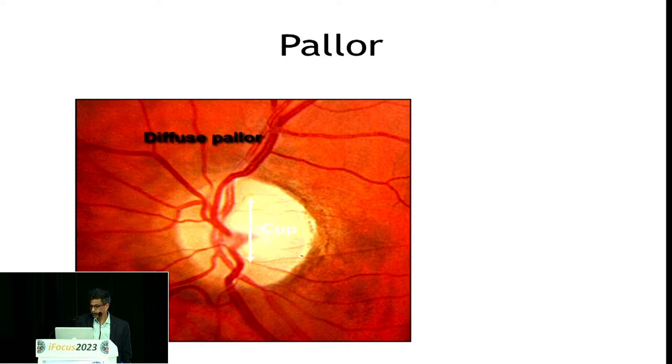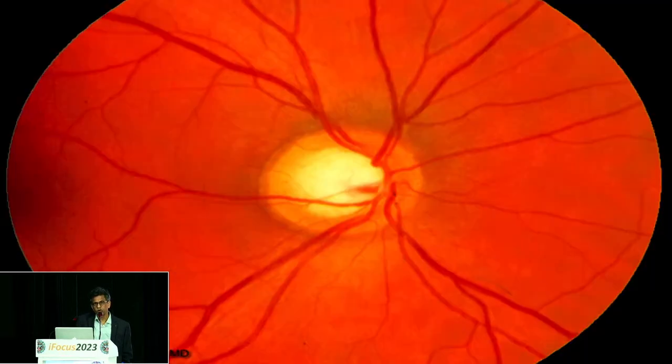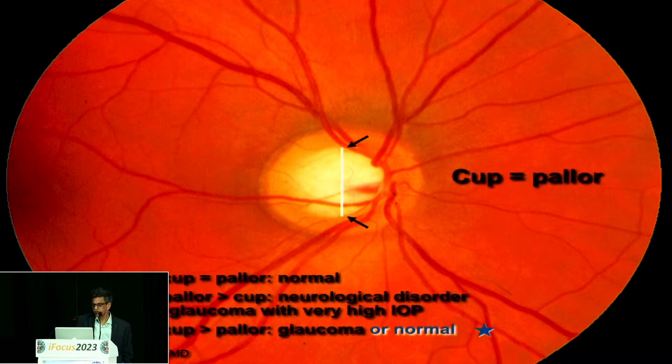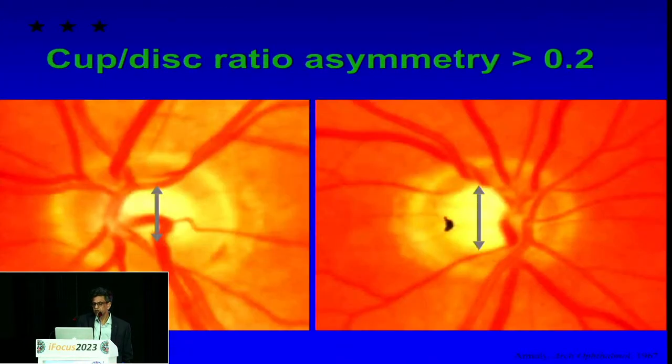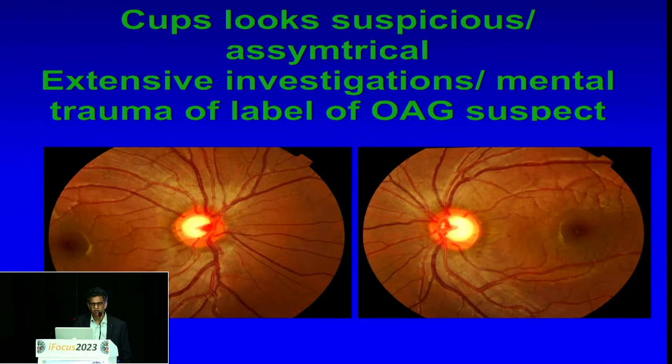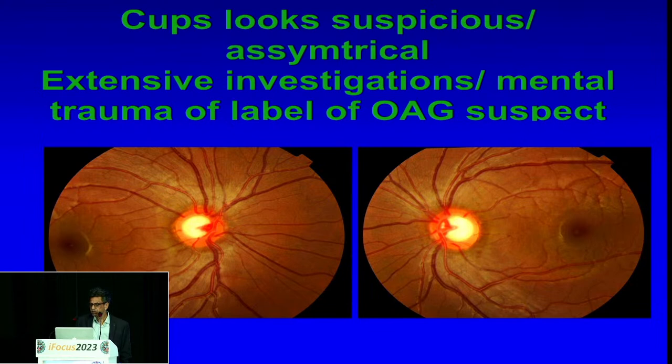So pallor is very, very important, and normally if pallor is greater than cup, then it is a non-glaucomatous neuropathy, okay? Again, pallor is equal to cup, we are good. It's a normal disc. If the cup is larger, pallor is less, then we are talking about glaucoma. But if it is the other way around, then we are in trouble and there could be other non-glaucomatous causes.